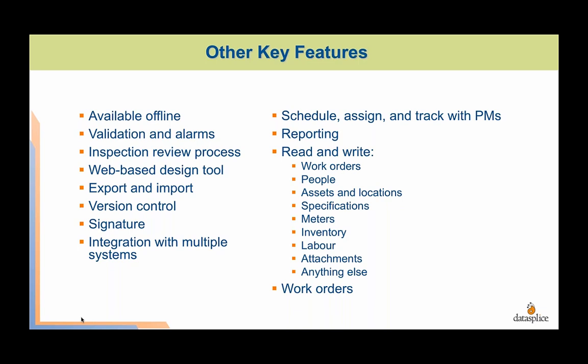Version control: you create your first form, you publish it as version 1, and then you realize there's a spelling mistake or you missed a reading. You create a draft, modify it, publish it. It retires the first one. The new one comes in as version 2, and it tells the world it's version 2.